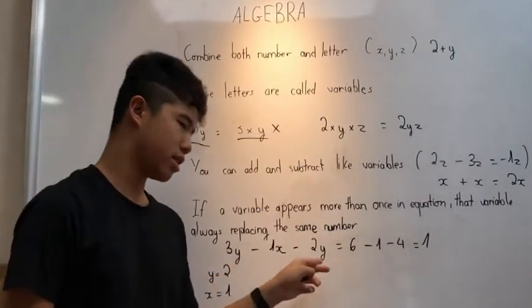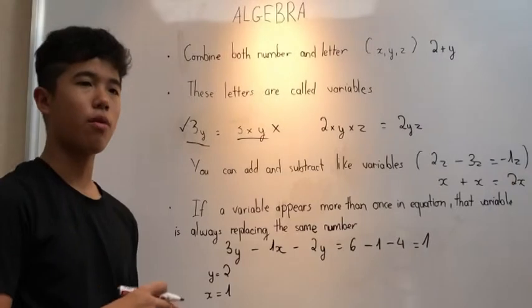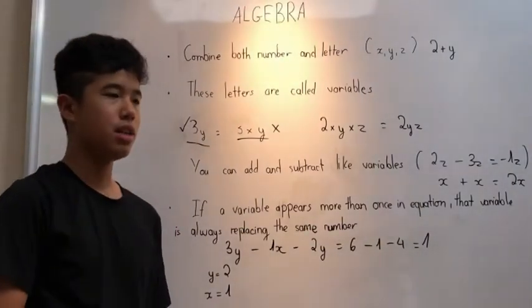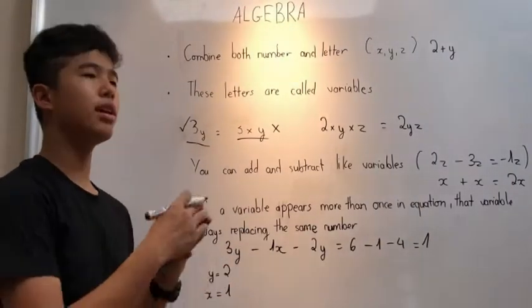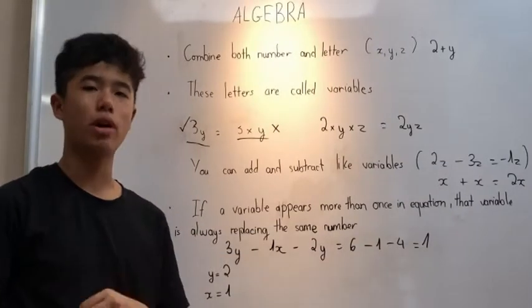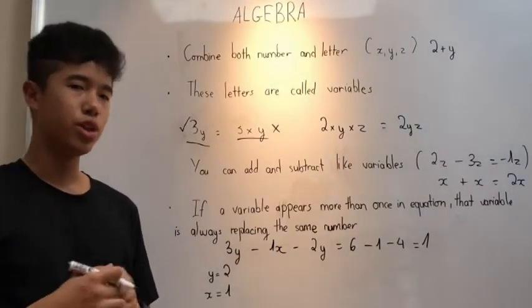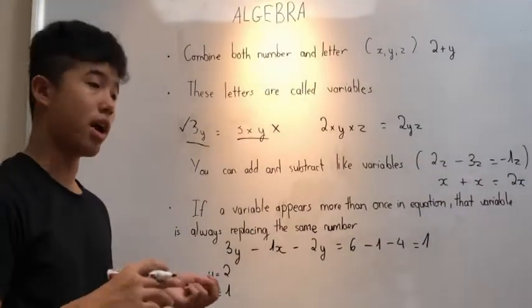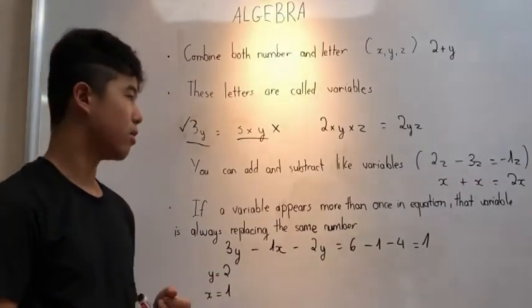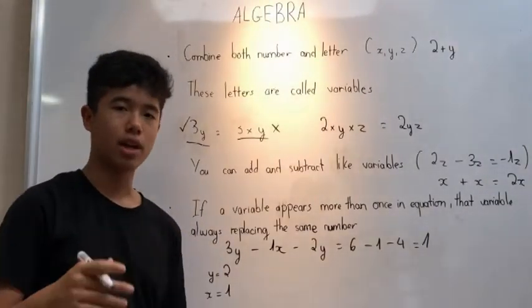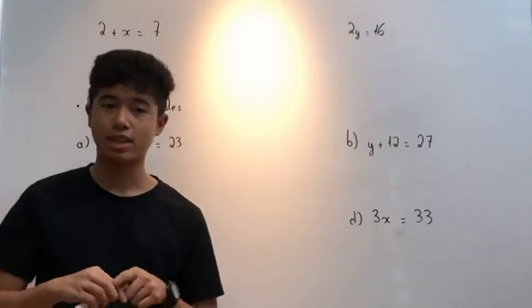Two of these are not different numbers. If you want to have different numbers, just use another letter, not just x, y, or z. You can use A, B, C, D, E, or F, or even G, and continue on. So let's move on to some exercises.